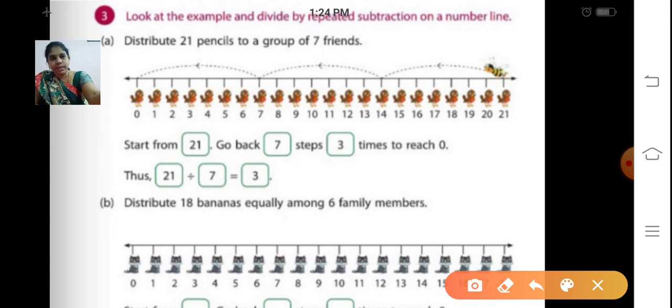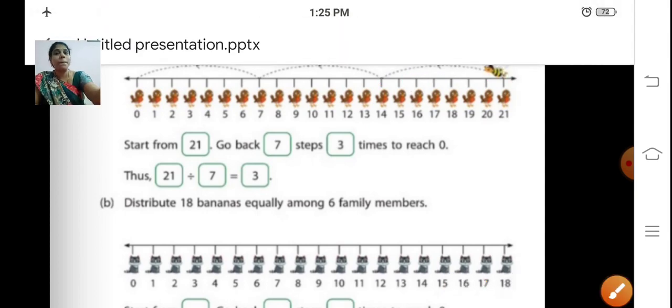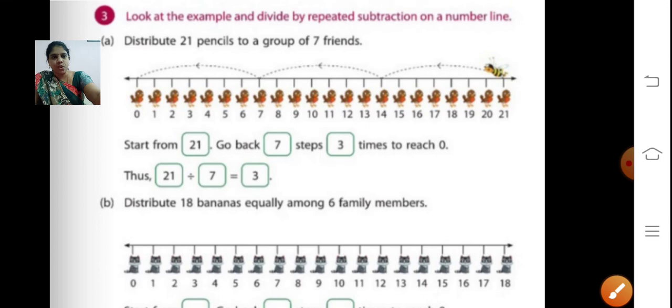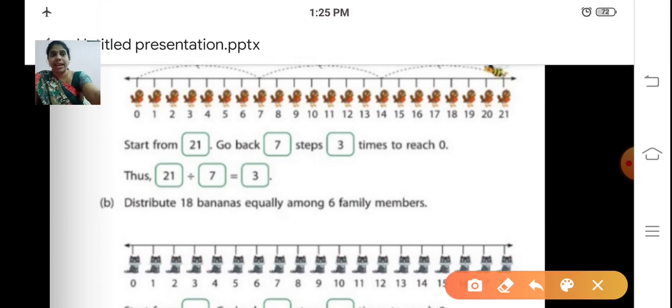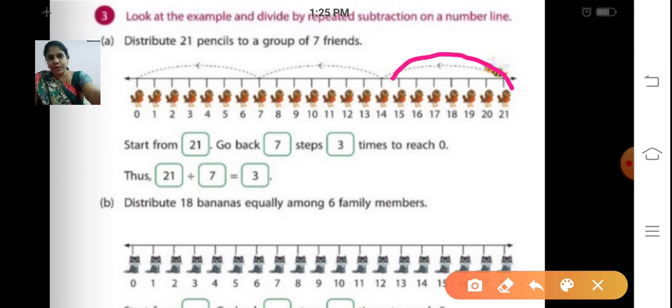So shall we start from here? 21. 1, 2, 3, 4, 5, 6, 7. So which number? 14. When you go back 7 steps, it is 14. So now the first step is go back 7 steps. From 21 we directly go to 14. Again go back 7 steps. So 13, 12, 11, 10, 9, 8, 7.